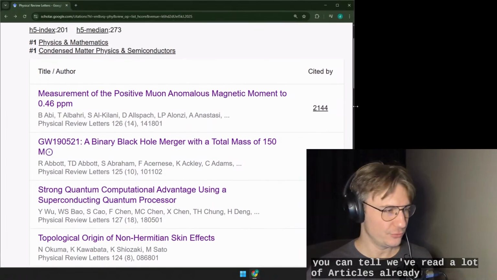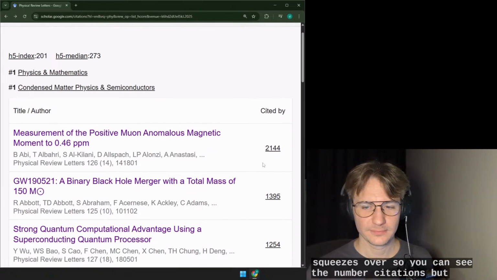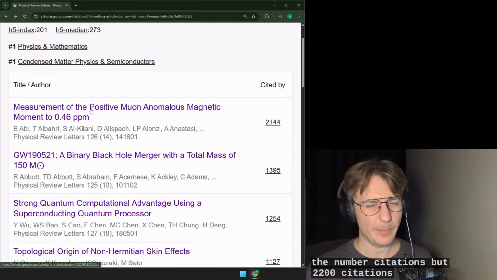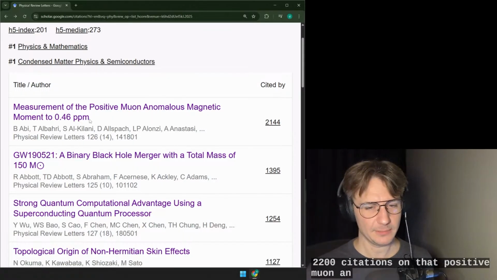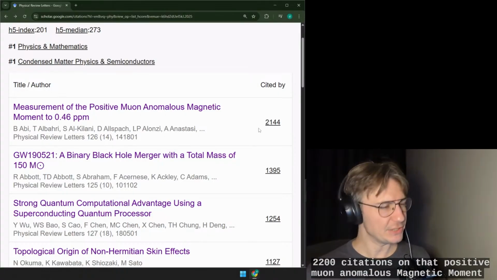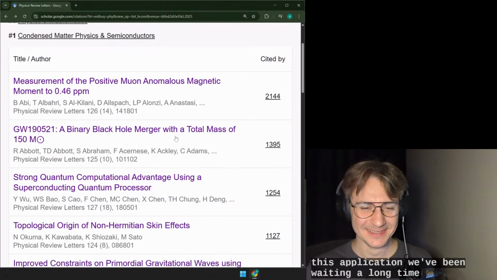Here, I'll squeeze this over so you can see the number of citations, but 2,200 citations on that positive muon anomalous magnetic moment measurement. 2,200. People were dying for this publication. We've been waiting a long time.